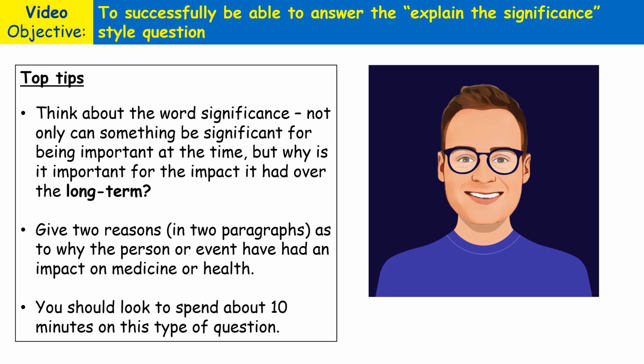So not just at the time that person was around or the event happened, but also the years after that event, or the person has had an impact on medicine in some particular way. So you need to think about the years after the person or event has happened. You need to try and give two reasons why the person or event was significant, and why that person or event had an impact on medicine or health. And in terms of timing for this type of question, you should look to spend about 10 minutes to answer this particular question. Now let's have a look at a model answer for the Explain the Significance question.